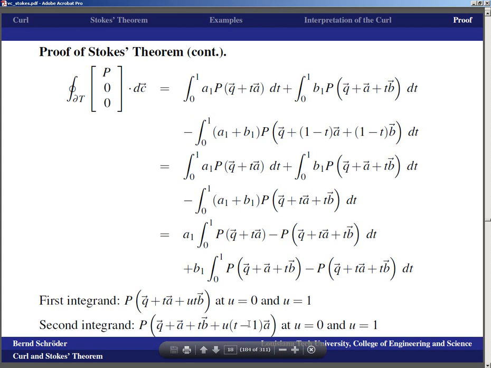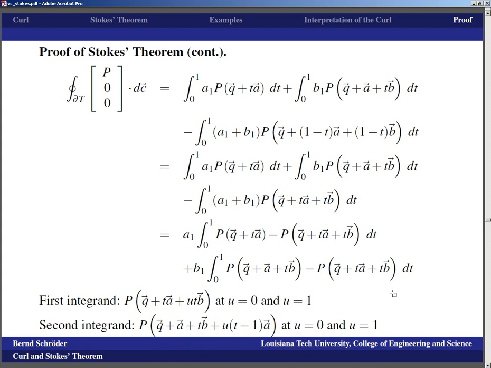Well, let's look at the easier part first. If u is equal to 0, this stuff is gone, and I end up with p of q plus a plus tb, and that is right here. And when u is equal to 1, I end up with the whole thing. I end up with q in the argument plus tb, which is what we have here. And for a, I get a plus ta minus a, and that's just ta here.